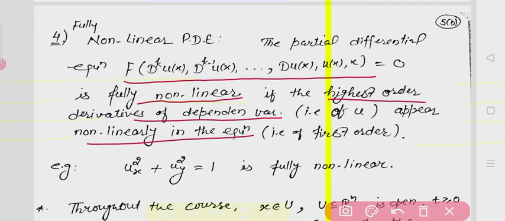Okay, so you can see the example here, ux square plus uy square is equal to 1. यहाँ पर हाईएस्ट ऑर्डर डेरिवेटिव क्या है, ये फर्स्ट ऑर्डर डेरिवेटिव आपका हाईएस्ट ऑर्डर डेरिवेटिव है, लेकिन देखिए हाईएस्ट ऑर्डर डेरिवेटिव की पावर आपकी 1 नहीं है. सो देयरफॉर दिस इज द फुली नॉन लीनियर PDE. Okay, so I hope you understand the definitions, the classification of the PDE. Linear and non-linear is further divided into quasi-linear, semi-linear and fully non-linear, right.